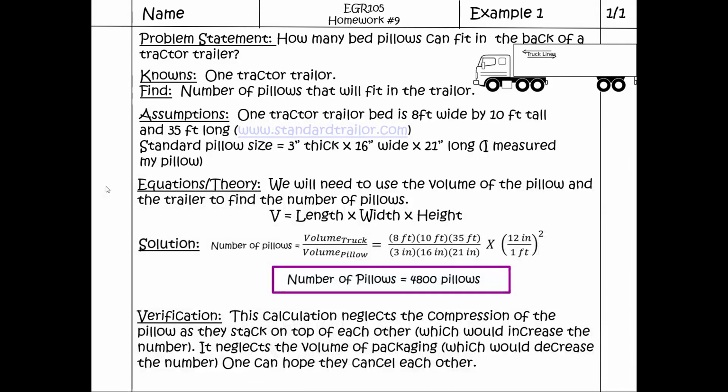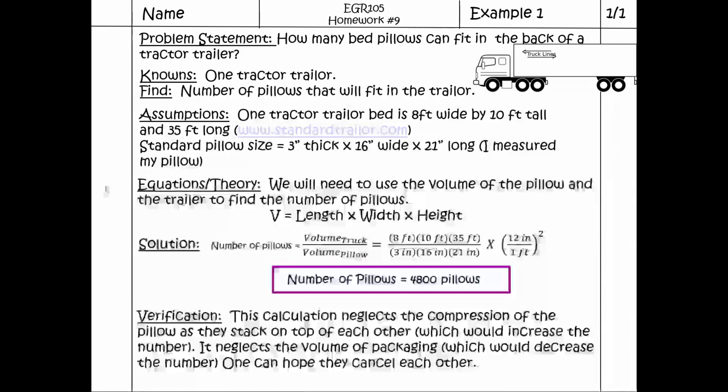These things consist of the fact that this calculation really neglects any compression of the pillows as they're stacked on top of each other, which would increase the number, right? If my pillows are put in bags and I just threw them in there, the weight of all those pillows might compress them down a lot. But if I had a cardboard box, maybe it would support them more and I wouldn't get that compression, right? So maybe it is a little closer.